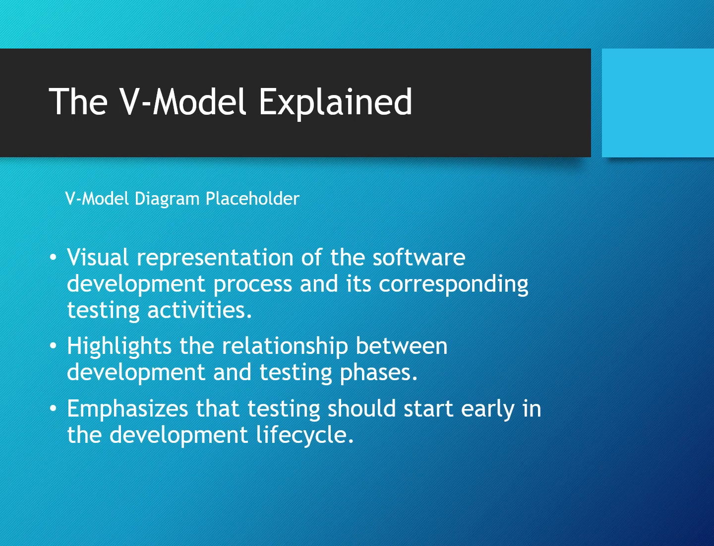Let's look at the V model. The V model is a visual representation of the software development process paired with its corresponding testing phases. It shows how every development activity has a corresponding test activity, forming a V-shape. The left side represents verification, ensuring that we are building the product right, while the right side represents validation, which makes sure we are building the right product. It also emphasizes early testing, aligning testing activities with each development phase from the beginning.